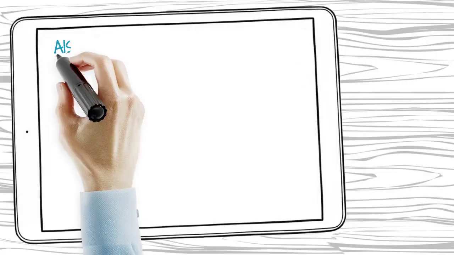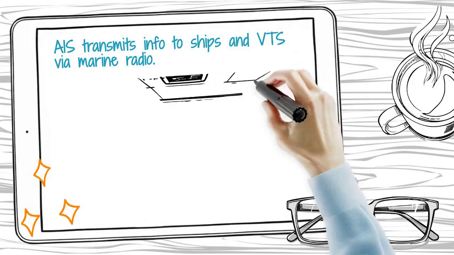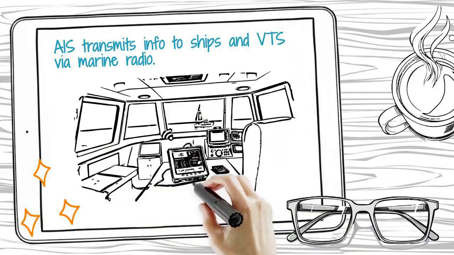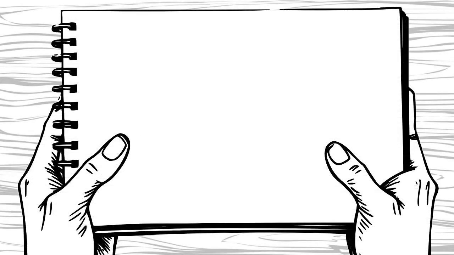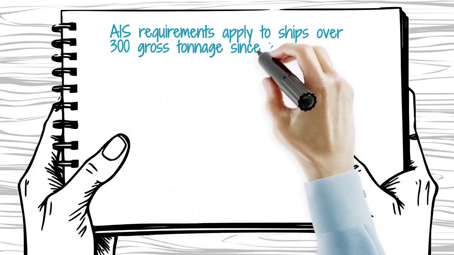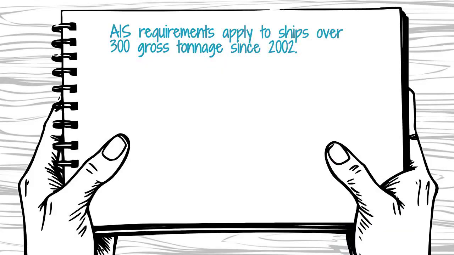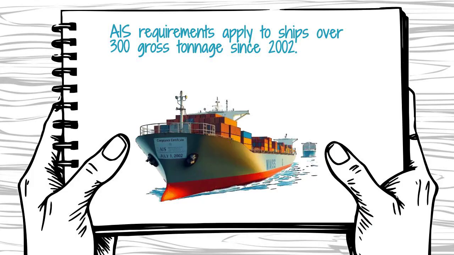The information is transmitted automatically to other ships and coastal VTS by way of transponder operating in the VHF marine band. The new AIS requirements have entered into force under amendments to the SOLAS Convention on July 1, 2002, when new ships of 300 gross tonnage and over engaged in international voyages will have to install the device.